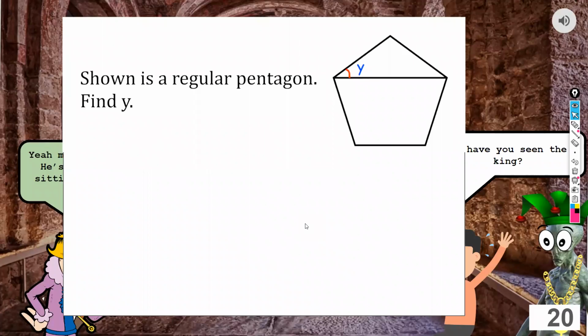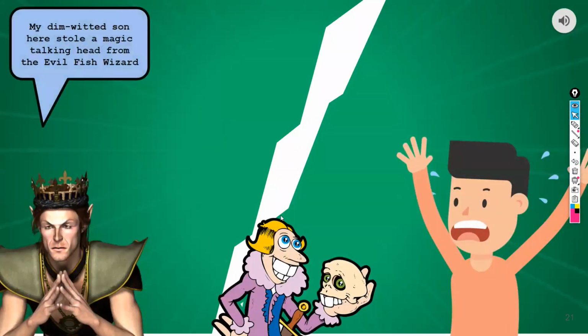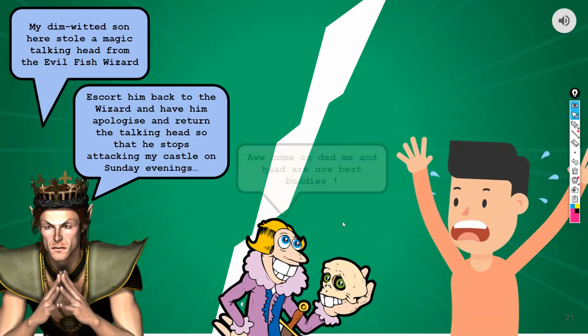Let's see what happens next. So let's see what this quest is about. So apparently the king's son here, this guy here with the big teeth, right, stole something from an evil fish wizard. So apparently there's a wizard who is a fish. All right, so they want us to go and return whatever he stole from the wizard. I don't think this is going to go too well.